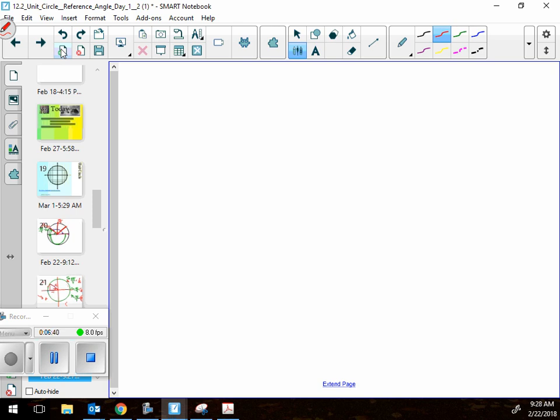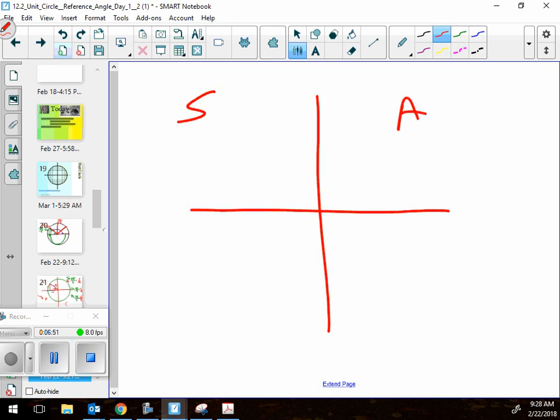Tangent's negative, and sine is positive. Now, these are not quadrant names, but I'll sometimes refer to them: are you in A, S, T, or C? Technically, A is quadrant 1, S is 2, T is 3, and C is quadrant 4. All right?